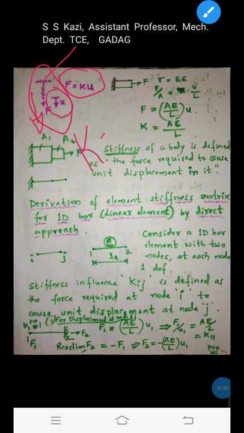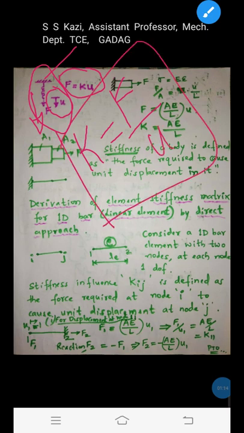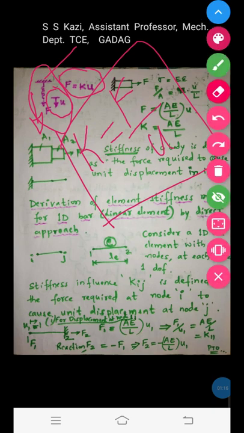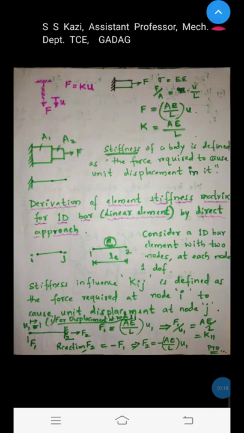This stiffness of the spring can be defined as the amount of force required to cause unit displacement in a spring, that is K is equal to F by U. And the same concept can be applied to other bodies also. It is not necessarily only the spring that may have stiffness. Other bodies also will experience stiffness.